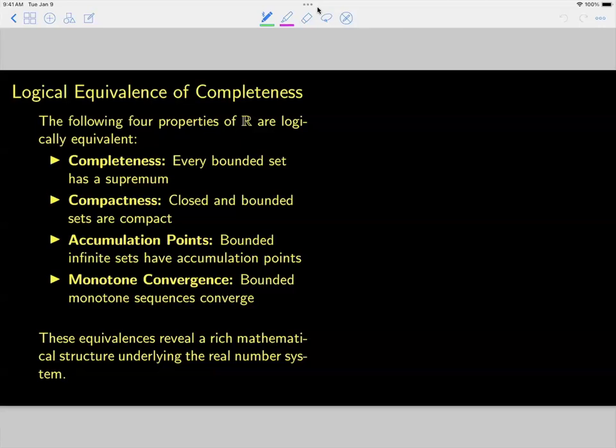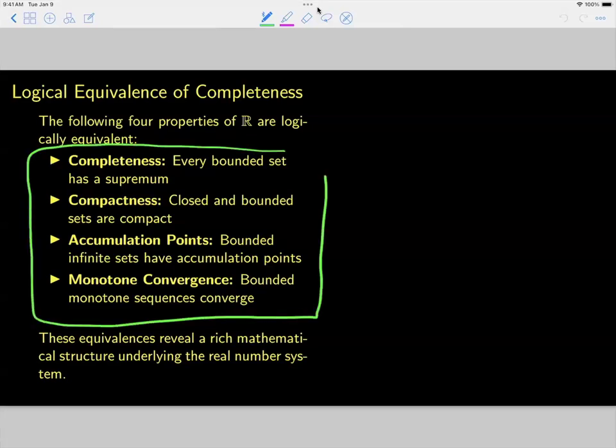What these equivalences tell us is that there's a rich mathematical structure. All of these being logically equivalent means if one of them is true, all of them are true. The real numbers are in fact complete, so all of these hold. It reveals that as soon as you have any one of these things, it's enough to set off almost a chain reaction of structure. You get just a little bit of structure, and all of a sudden you have lots of other interesting structure to the real numbers.